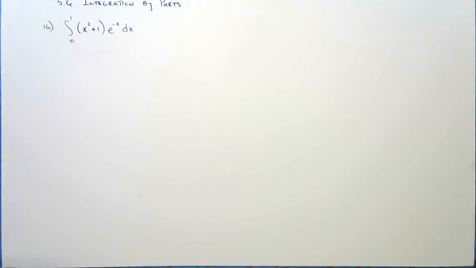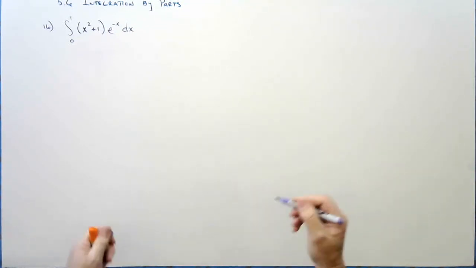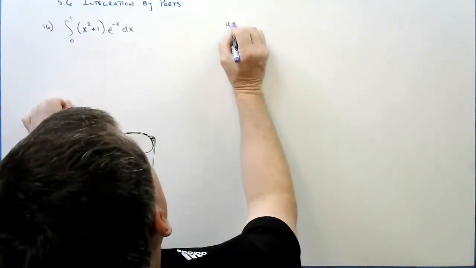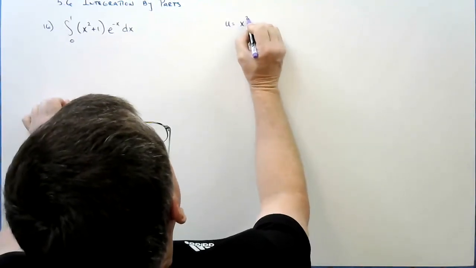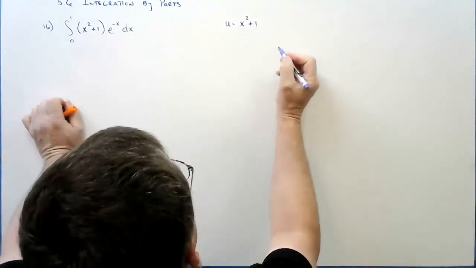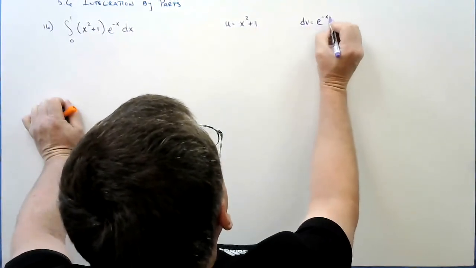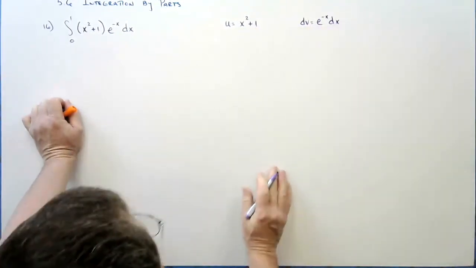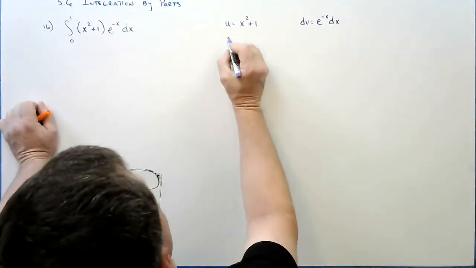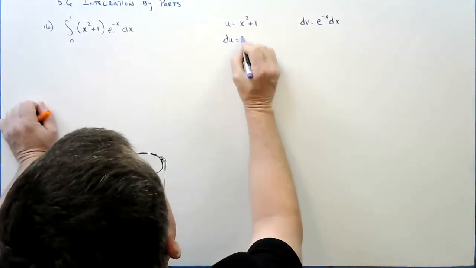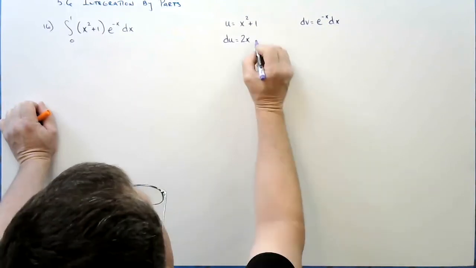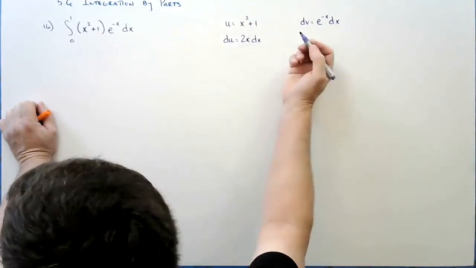Now, there's a couple of ways we can go about solving this problem. One, we can just think to ourselves, well, maybe I'll just do what I've been doing. I'll go ahead and let u equal x squared plus 1. I'll let dv be e to the minus x dx. Now, if we do that, du is going to be 2x dx. The derivative of 1, of course, is 0.